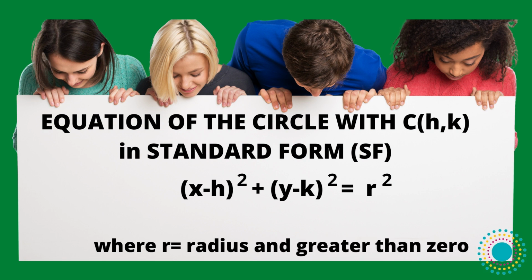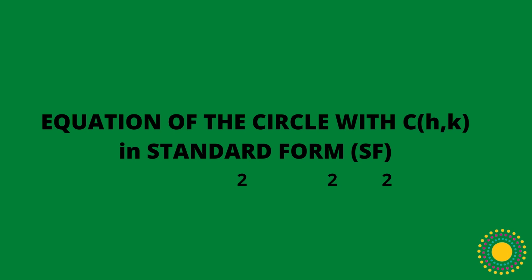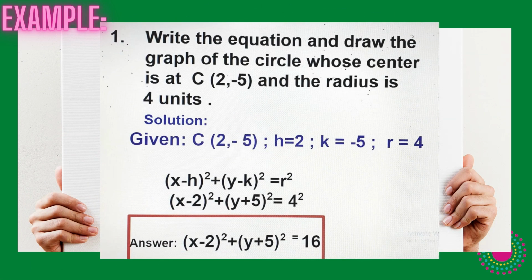Let's make use of SF for standard form. The standard form is given by (x − h)² + (y − k)² = r². Remember class, in the equation, r is the radius and is greater than 0. So let me explain the first example.